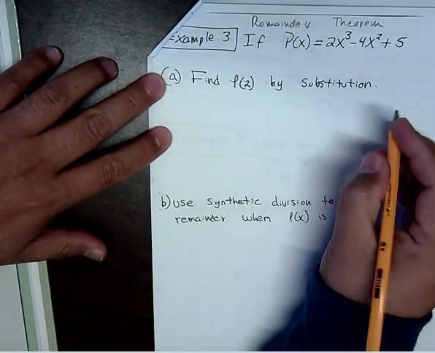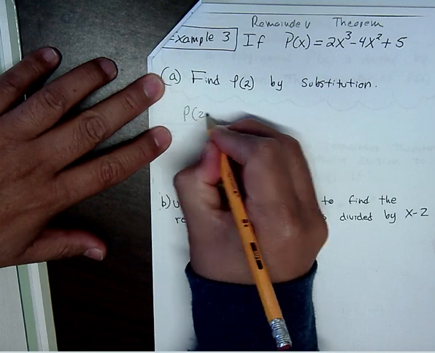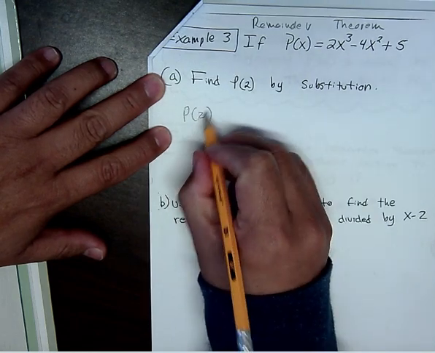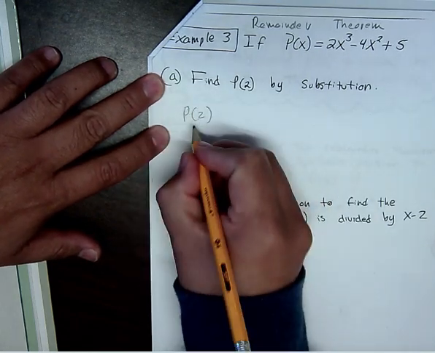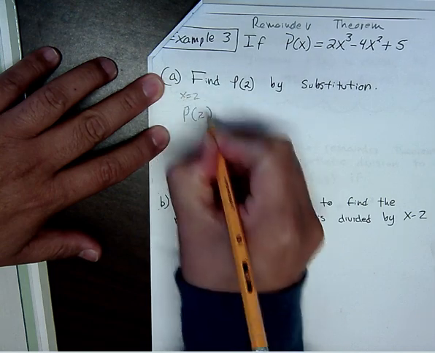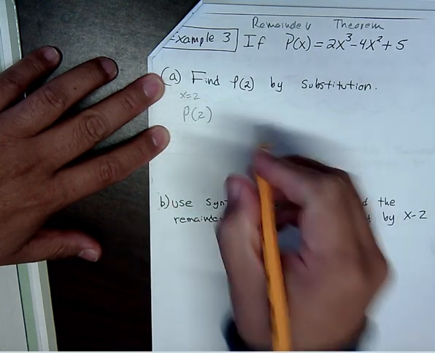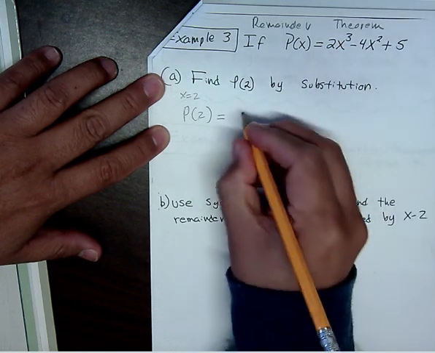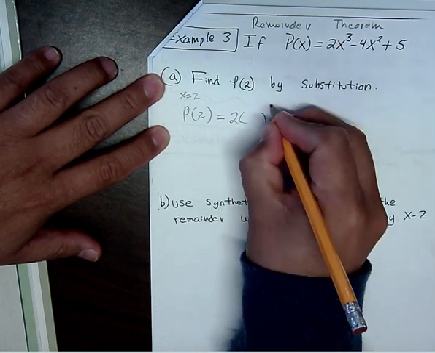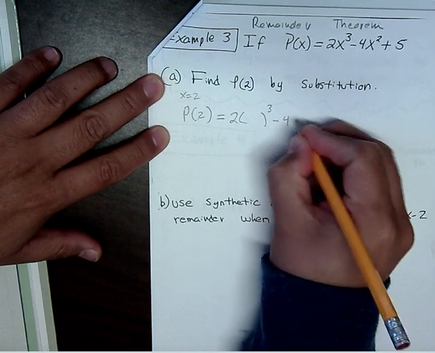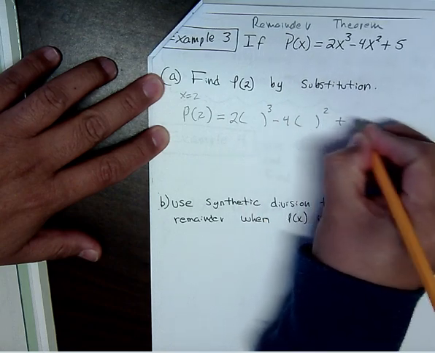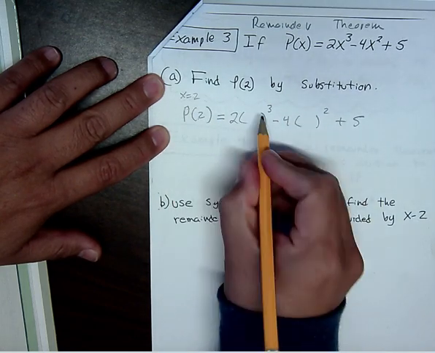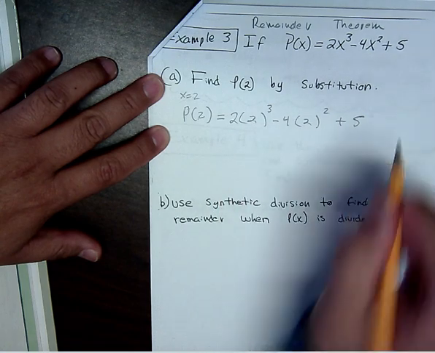So first, let's find p sub 2. So when you get function notation, the x is equal to 2 basically, right? And it's equal to this function here. So we're gonna substitute for the x. So whatever you have an x, put parentheses, and then substitute the +2 in it.